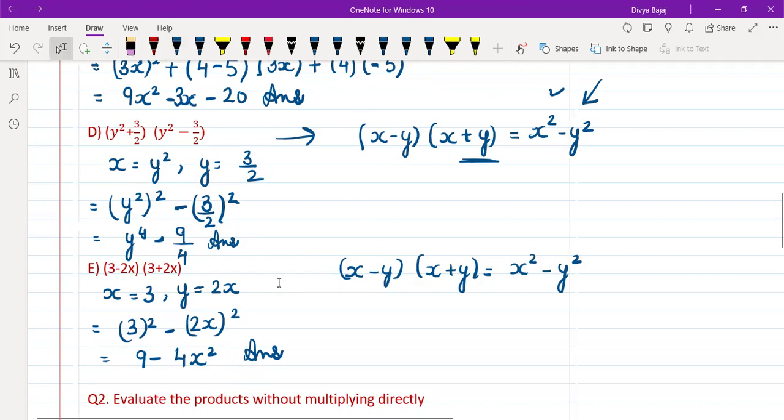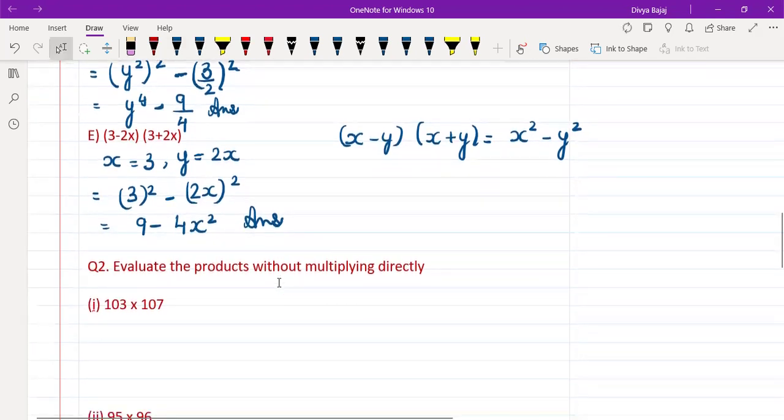So let's move further with question number 2 of the same exercise. Now this question is different, but yes, we will be using identity in this question also. But first we have to look for which identity is best suitable for the given question. Now, what is the question? We have been told that we have to evaluate the products without multiplying directly.